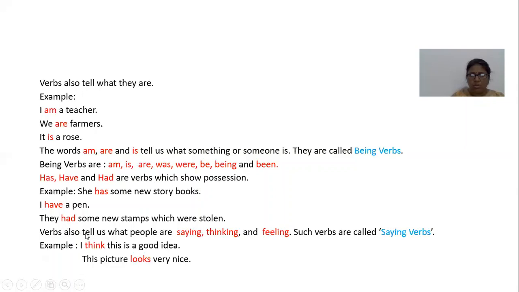Now, verbs also tell us what people are saying, thinking, and feeling. Such verbs are called saying verbs. For example, I think this is a good idea. This picture looks very nice. So these words here are saying verbs.